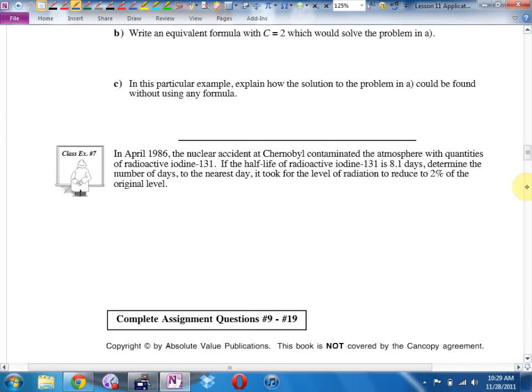It says this: in April 1986, nuclear accident at Chernobyl contaminated the atmosphere with quantities of radioactive iodine 131. The half-life is 8.1 days. Determine the number of days to the nearest day it took to reduce to 2% of the original level. Very similar to number 4 that we just did, so try this one on your own. I'll freeze the screen and I'll do it up here.